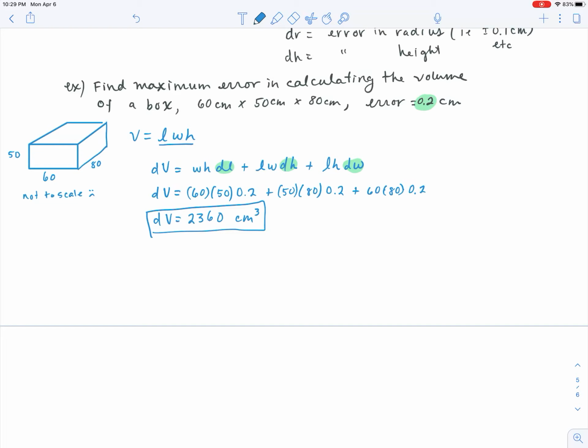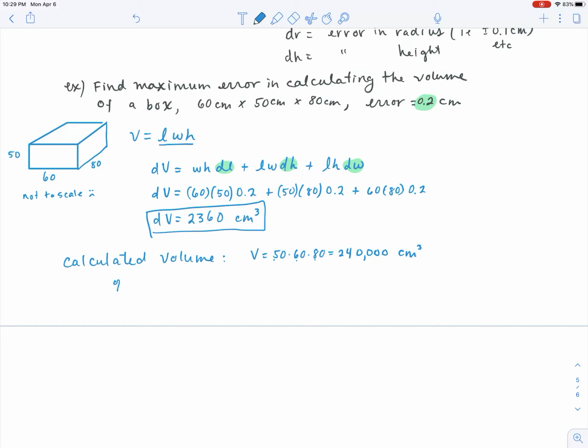Now, this might seem like a huge error, but you have to remember that volume tends to be really, really big numbers. So the calculated volume comes from 50 times 60 times 80. So 5 times 6 is 30, and 3 times 8 is 24. The 0 from the 30, and then 3 more zeros. The volume of the box is actually 240,000 cubic centimeters.